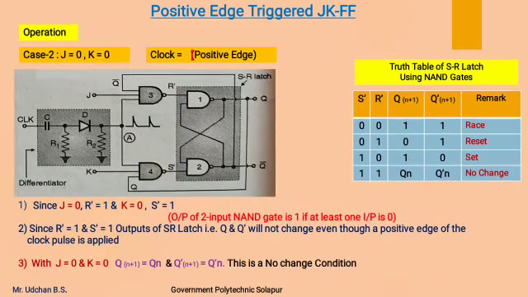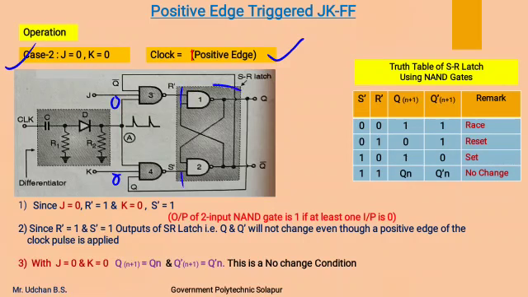Now we will see the second case, in which J and K are both 0 and the clock is at the positive edge, meaning the flip-flop is now going to work with respect to the variation in the inputs J and K. Here J is 0 and K is also 0, so at least one input to NAND gates 3 and 4 is 0. Therefore the output of NAND gate 3, that is R dash, will become 1, and the output of NAND gate 4, that is S dash, will also become 1.